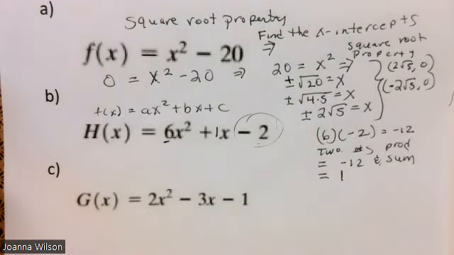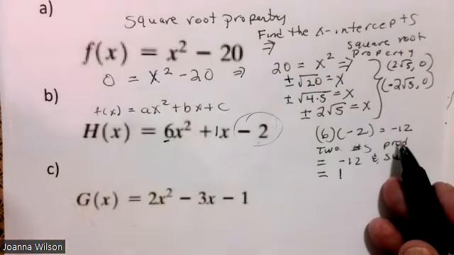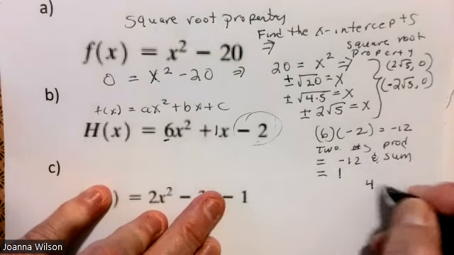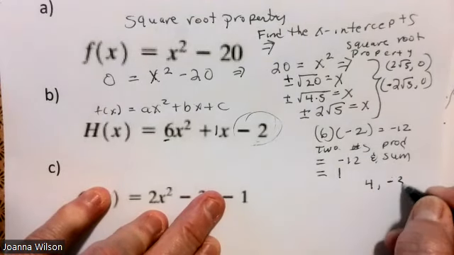So are there two numbers that would multiply to give me a negative 12 and add to give me a 1? Yeah, a positive 4 and a negative 3. Wouldn't that work?